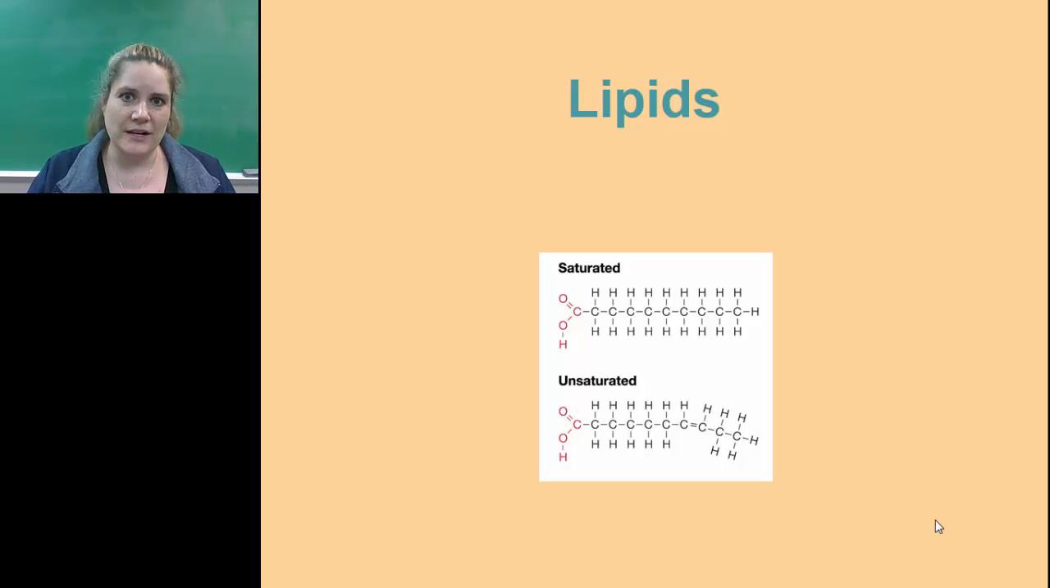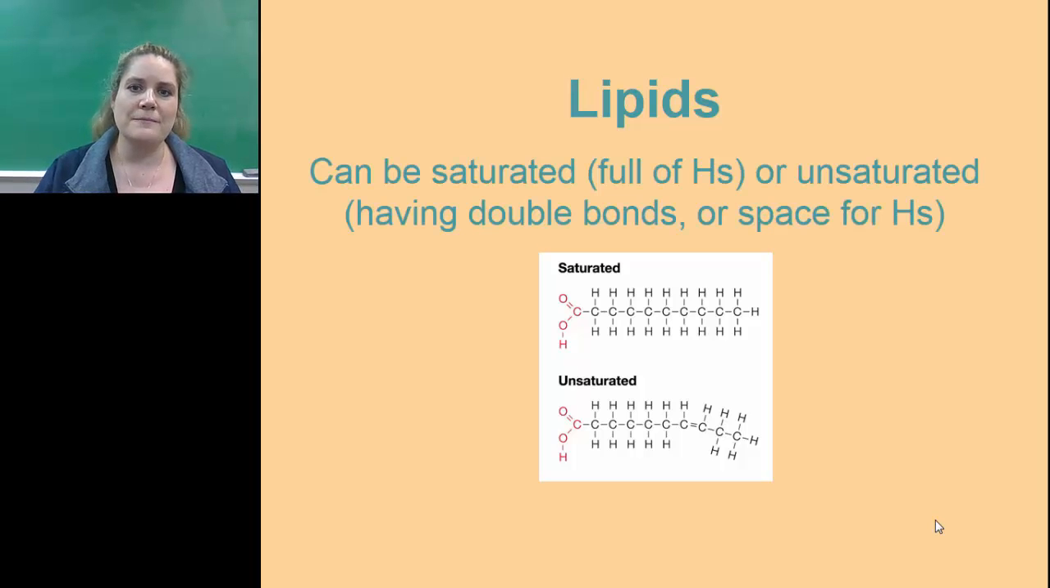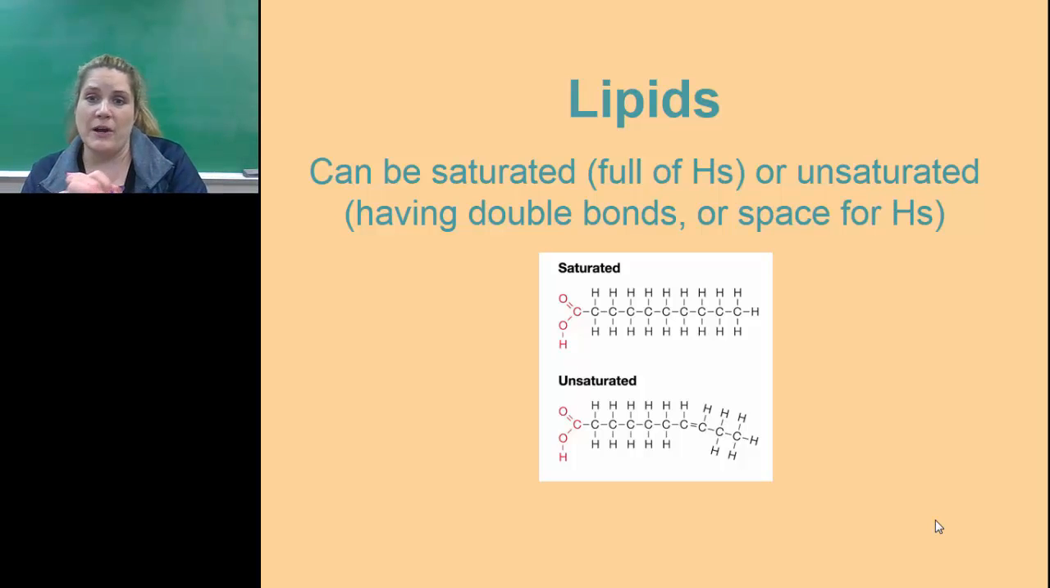We can have saturated and unsaturated fatty acids. If you think about what saturated means, if we're talking about a sponge, it would mean that it's so full of water that absolutely no more water could possibly come out of it or could possibly go into it, and that's a saturated sponge. If we talk about an unsaturated sponge, that means that we could get more water into it. It's not completely full. So there's more room. That's how fatty acids work too.